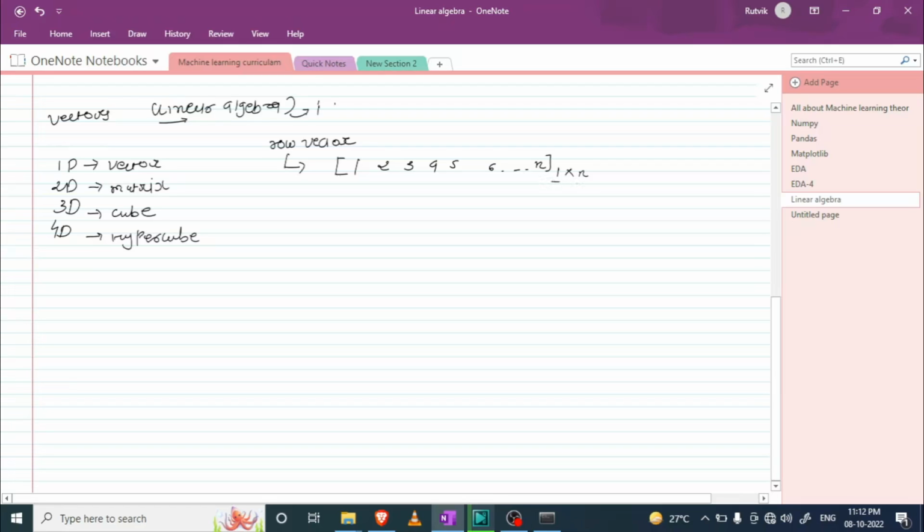So this is a row vector, and now if I want to represent a column vector here, you can see that we have multiple rows like 1, 2, 3, 4, 5, 6 up to n. We can represent this as a column vector because here we have n number of rows whereas there is only one column. So these are the two arrays: column vector and row vector.